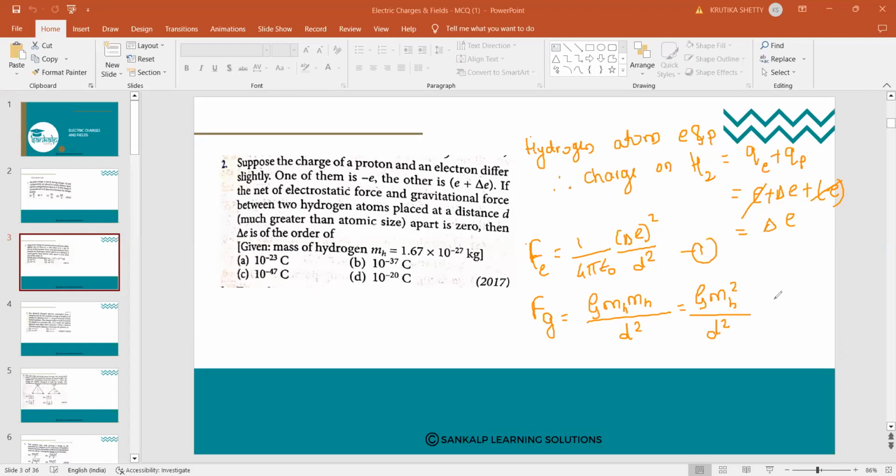So this is my equation 1, this is my equation 2. So what they are saying here, since the net force on the system is 0, what I can do is equate these two equations.